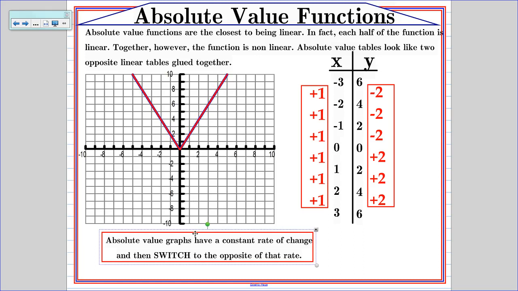Absolute value graphs have a constant rate of change, which then switches to the opposite rate of change. So this particular one, we can see from the table, decreases at a rate of 2 over 1, and then increases at a rate of 2 over 1. The place where that change occurs, where it switches from negative 2 to positive 2, is our vertex. And we're used to seeing that for some of our other graphs.